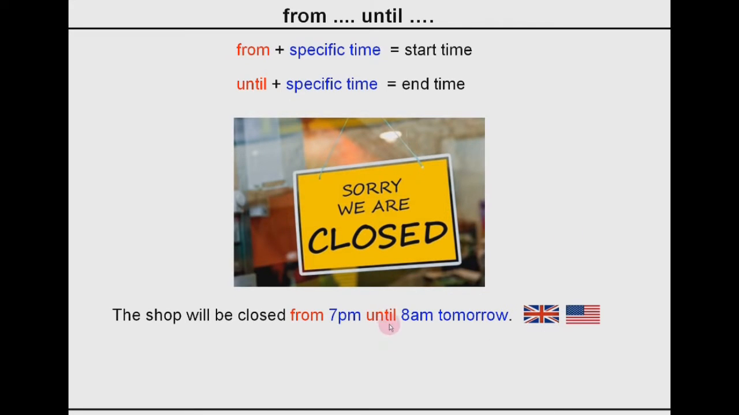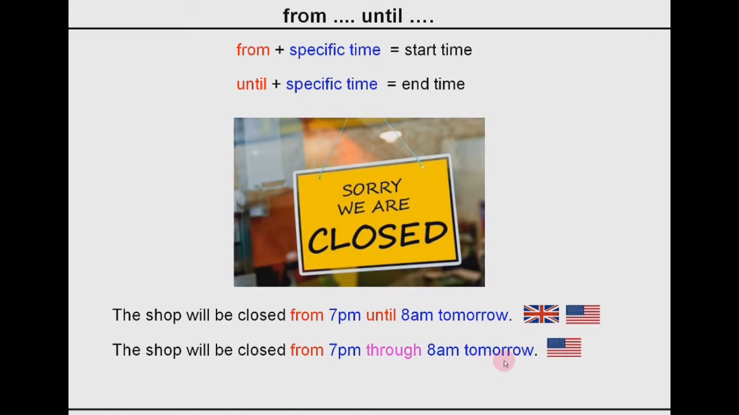And so we use until like this in both British English and American English. But in American English, they also have a different way of saying this. Now this is only American English. The shop will be closed from 7 p.m. through 8 a.m. tomorrow. Through 8 a.m. tomorrow. And this is only American English. So the Americans use the word through to mean until. Okay? But we do not really use this in British English. Okay?